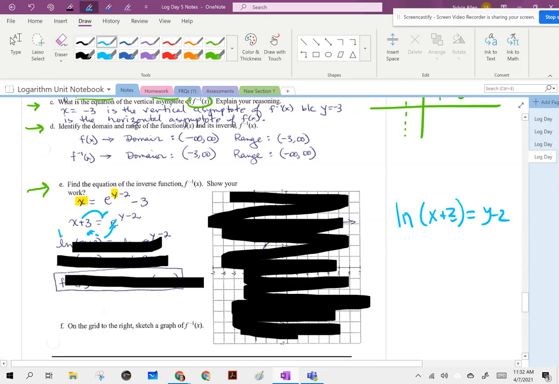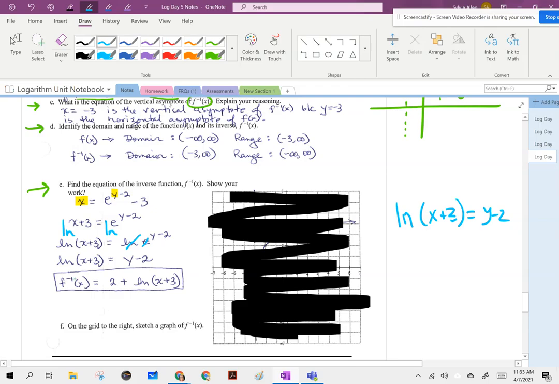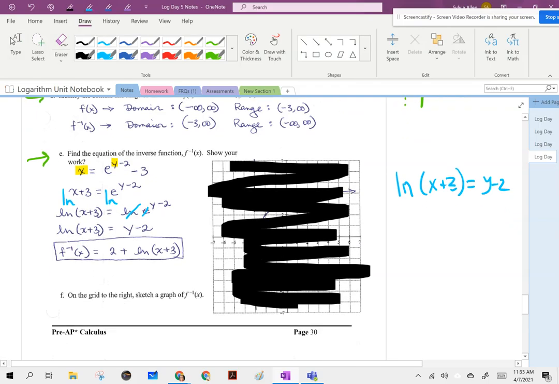Or you can take the ln of both sides by going ln and then ln, which means the ln and the e cancel, and you're left with the exact same thing. Add 2, and then don't forget to replace y with f inverse. Okay, so that's my equation.